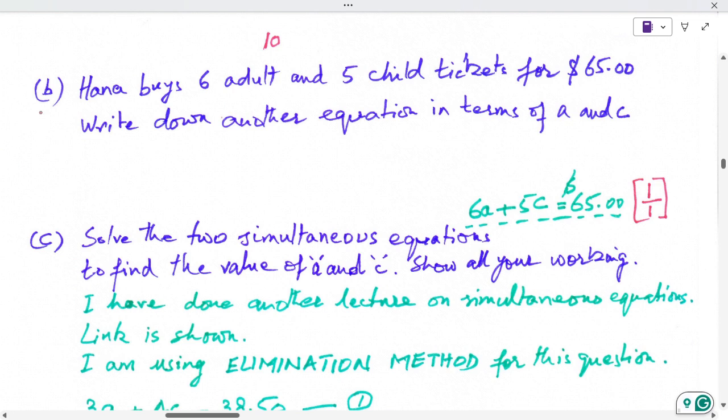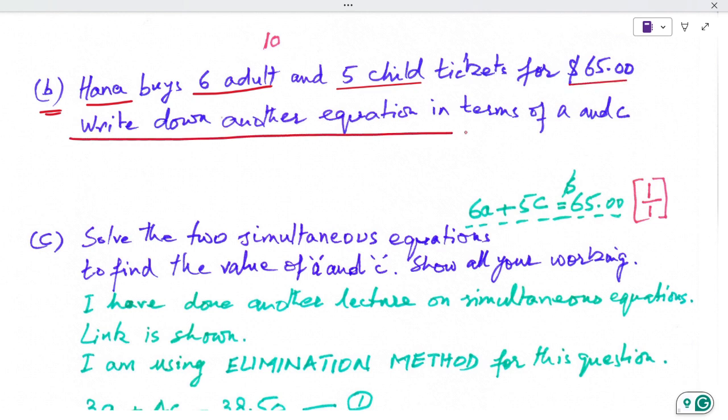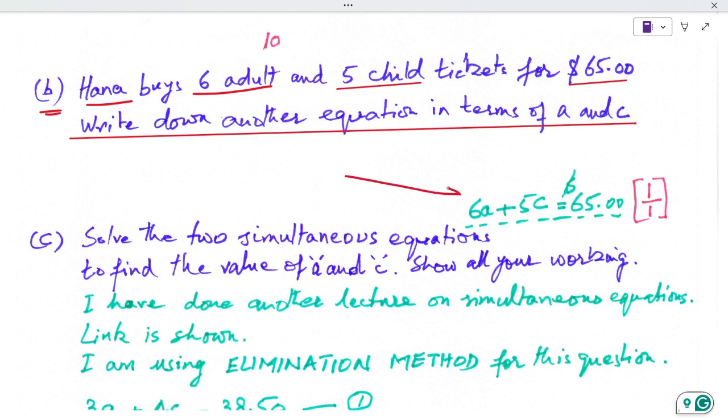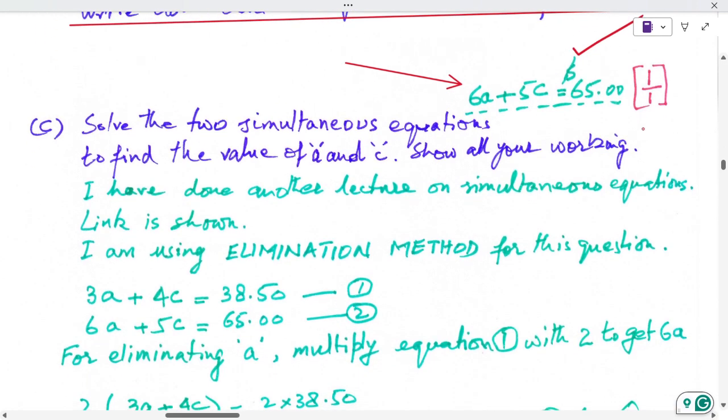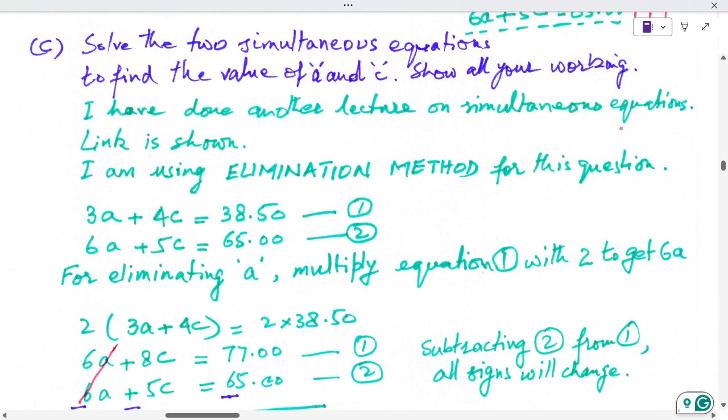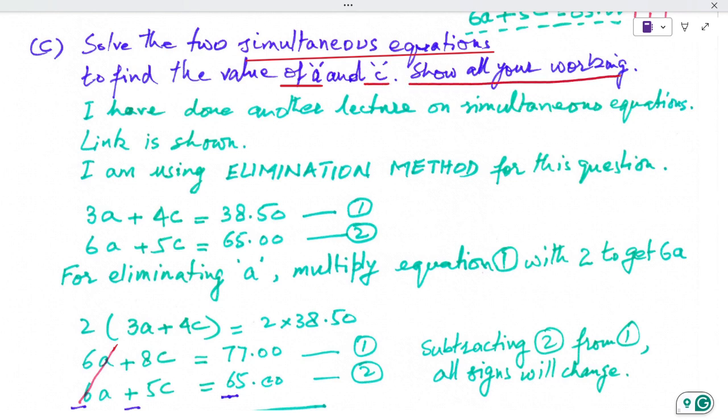In part B, there is another statement. Hannah buys 6 adult and 5 child tickets for $65. Write down another equation in terms of A and C. Following part A, we write down 6A plus 5C equal to $65 and get another mark. Part C asks you to solve the two simultaneous equations to find the value of A and C. Show all your working, and 3 marks are allocated to this.